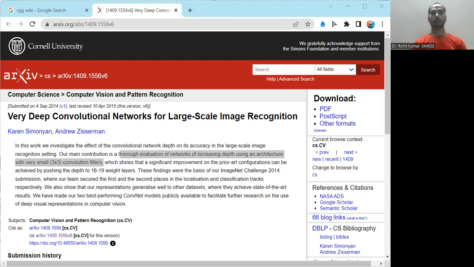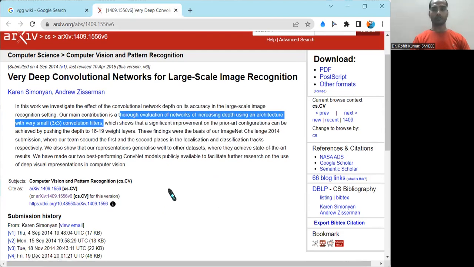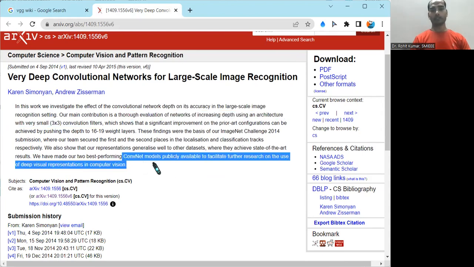Multiple reviewers or a team of editors go through it, and they see that substantial quality is present over there, then only it is accepted for publishing, or it is accepted in some online repository. So in this way, this particular work which I showed you is going to discuss the kind of things which are related to VGG, and the authors are also saying that they have made the two best performing convolution network models publicly available to facilitate further research.